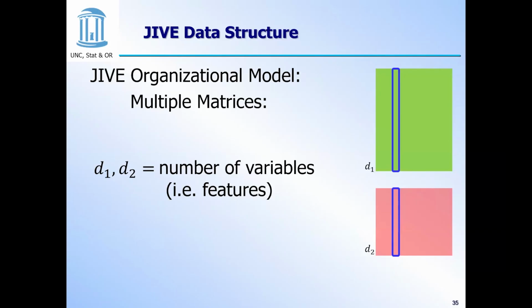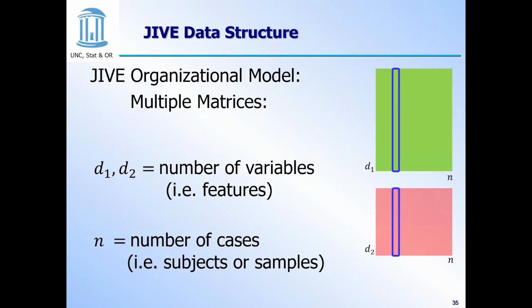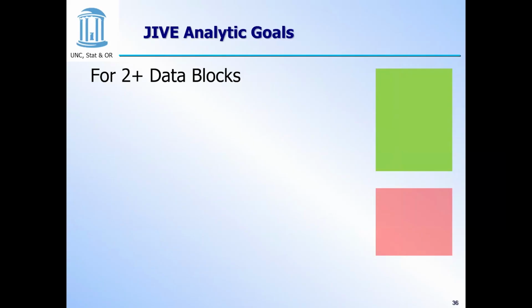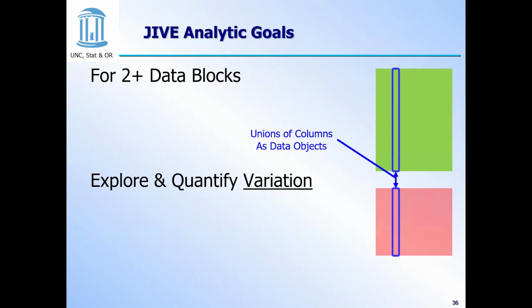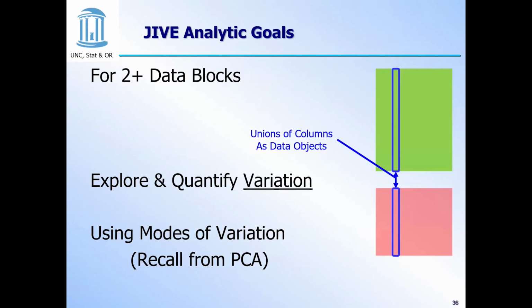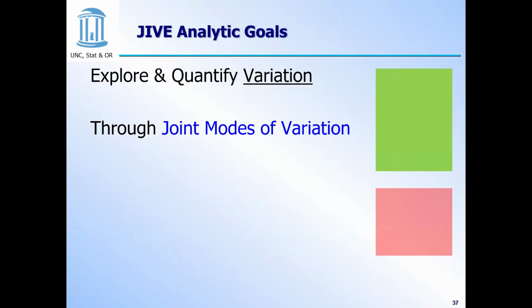Okay, so we do certainly allow different numbers of features that we're going to measure here, different dimensions. They can be much different, and in fact, they often are in this world. Okay, N is still going to be just the number of people or samples or whatever you like to call those. Okay, so now for 2+ data blocks, the data objects are going to be the unions of the columns. And the game here is I want to explore and quantify the variation that's present. So I'm going to think about modes of variation as in what we did in PCA, but there's going to be some twists on what those modes are here.